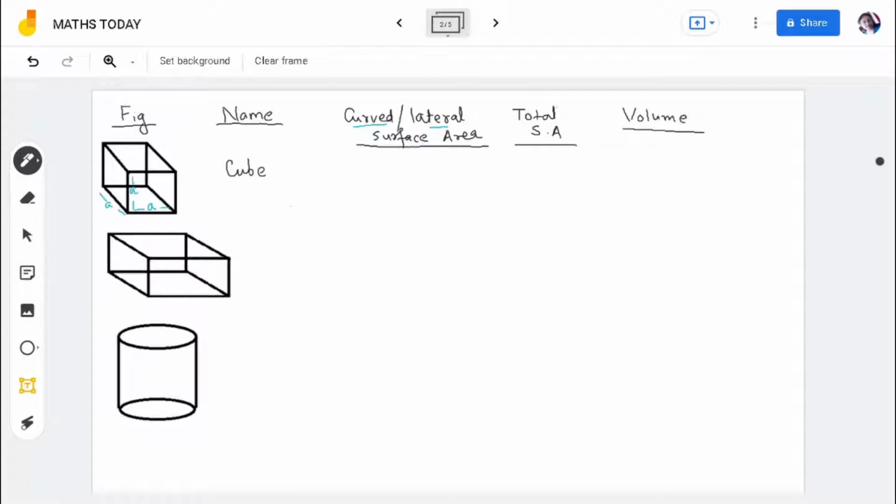So what is the area of one of the squares? In the last video we have seen that the area of a square is nothing but the side squared. So here the side is A. So the area of one of its curved surface faces is A square. And similarly, we have 4 faces all around. So the curved surface area of the cube will be 4a square.